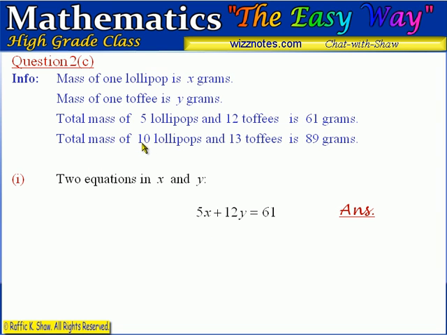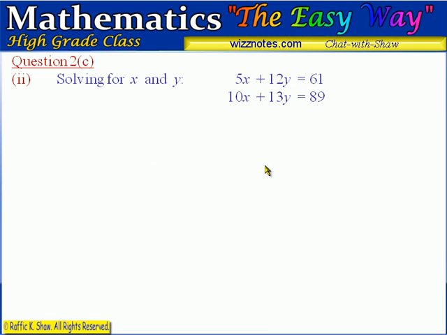And in the second case, 10 lollipops and 13 toffees measure 89 grams, and each of the lollipops here is x grams, and each of the toffees here again is y gram, and so 10x plus 13y would be equal to 89. And so that's our second equation. So those are the 2 equations that we will get from that information. Let's move down to part 2.